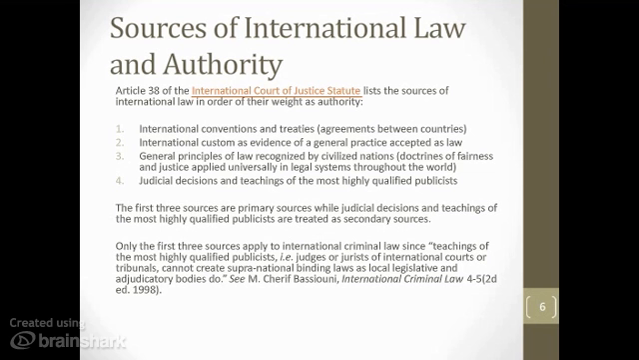The first three sources are primary sources, while judicial decisions and teachings of the most highly qualified publicists are treated as secondary sources. So it's a little bit of a flip from the U.S. system.